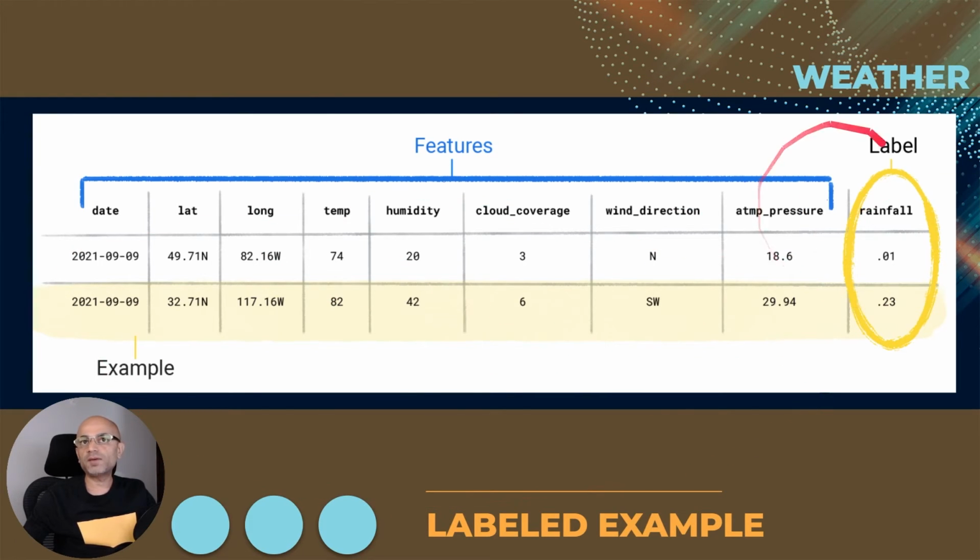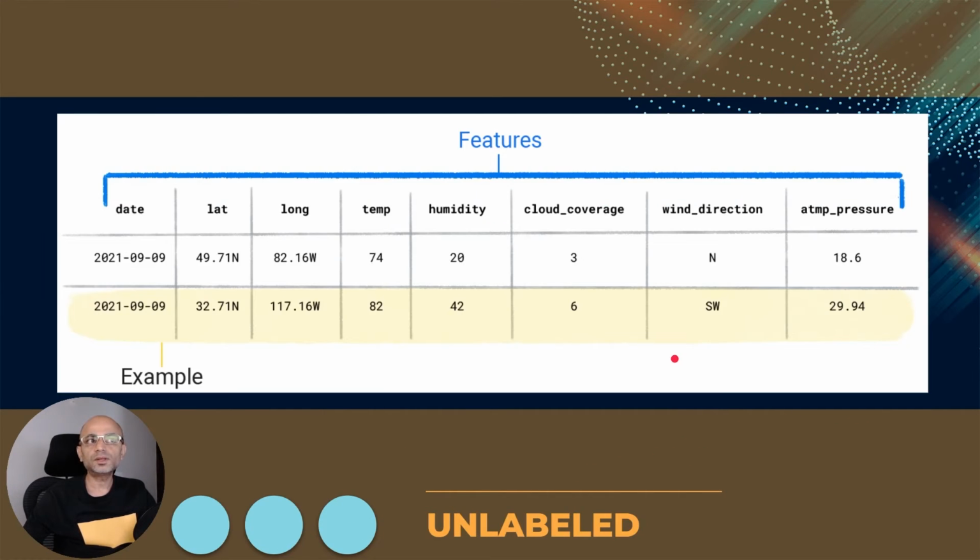And when we have a label, that means the data we are using has the output value as well, labeled, then this is known as labeled data. In some cases, we may not have the output, the target value we are predicting. So we will have only features. That is called unlabeled data.